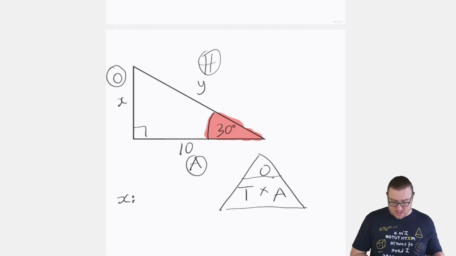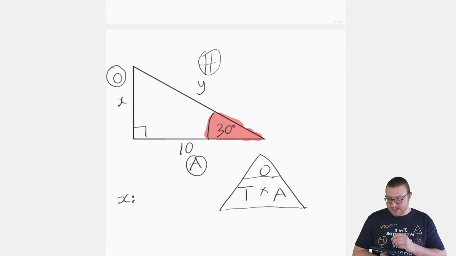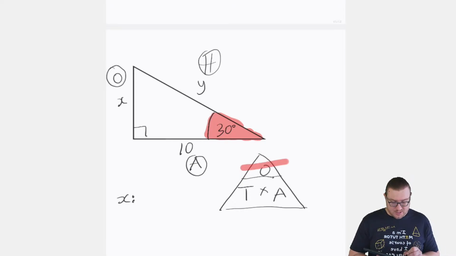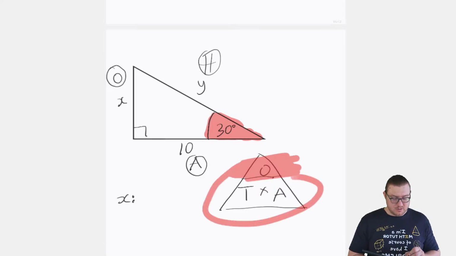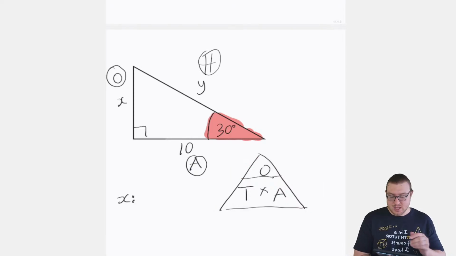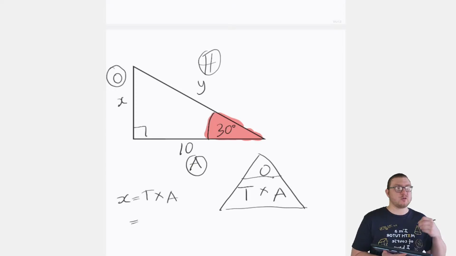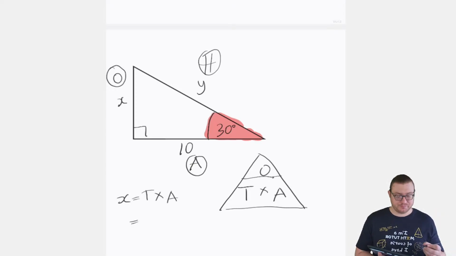So if you want to find x, we just need to cover with our hand, and I can't really do it on the screen, but we're going to cover O. We're going to cover this part, which means the only thing left over that we can see is t times a. So that is already our one-step answer. So x is now equal to t times a. Well, we just need to figure out what does t stand for.